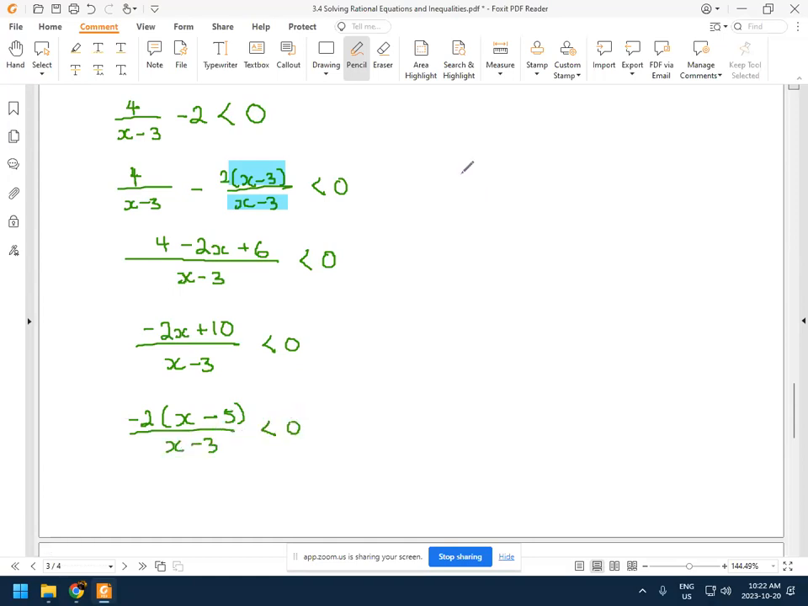Okay, and so test signs. As a sign chart, we have -2, which will always make it a negative. X minus 5 could change signs. X minus 3 could change signs. So there.